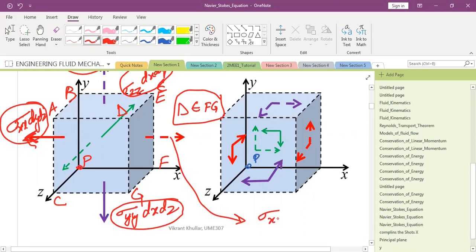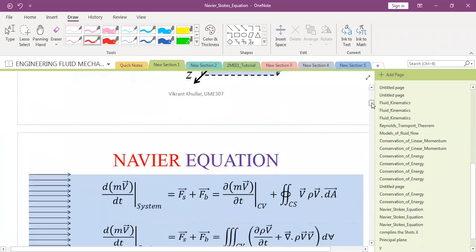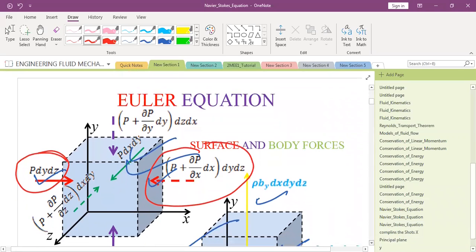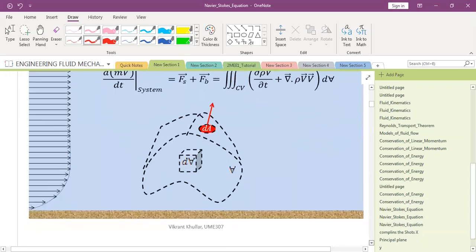Sigma XX plus curly sigma XX by curly X into dx into dy dz. Any doubts to anyone? So ABPC has sigma XX into dy dz, whereas DEFG has sigma XX plus this additional term, everything multiplied by dy dz. I am doing it in a similar way as I did for surface force when it was only pressure. I did the same thing when I was deriving the Euler equation. So I'm using the same analogy, but now in case of viscous forces, not the pressure forces.